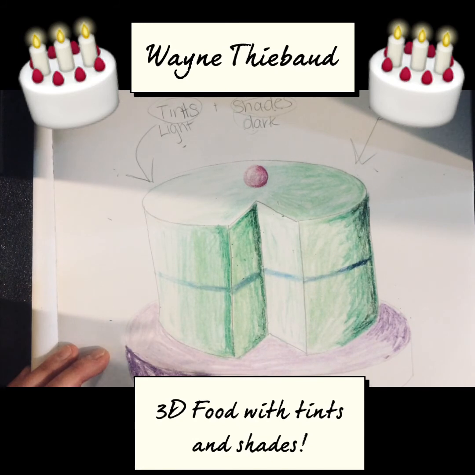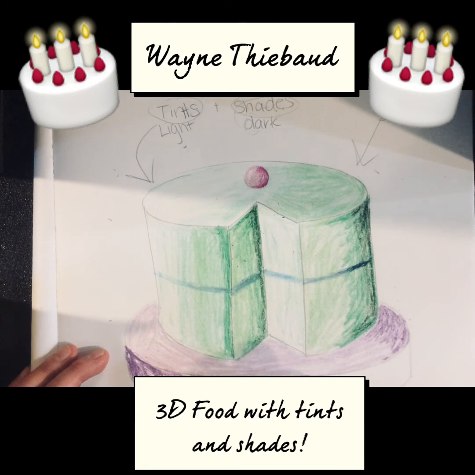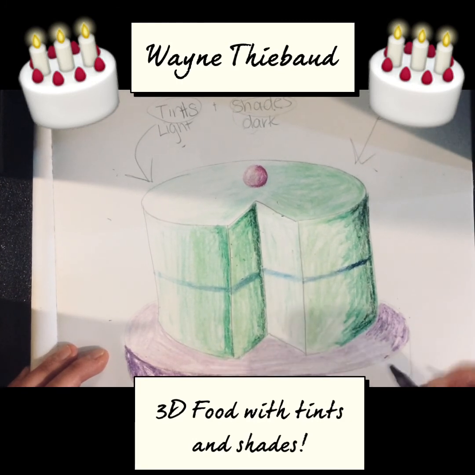Okay, so when you are all finished, you will have a convincing 3D cake that has tints and shades throughout. And those tints and shades suggest light, which makes it even more convincing to being 3D.